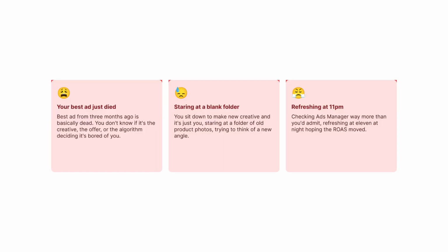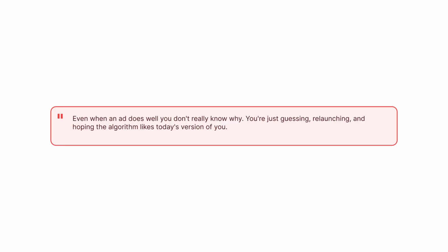Meanwhile, your CPMs are creeping up, and you're checking Ads Manager way more than you'd admit to anyone, refreshing at like 11 at night hoping the ROAS moved. And here's the part that actually gets me. Even when an ad does well, you don't really know why. So you can't repeat it on purpose. You're just guessing, relaunching, and hoping the algorithm likes today's version of you.